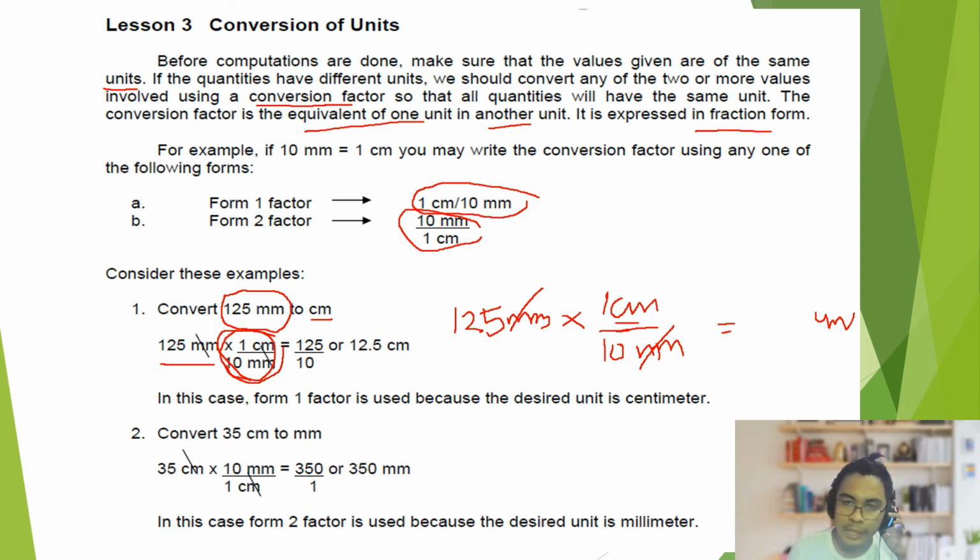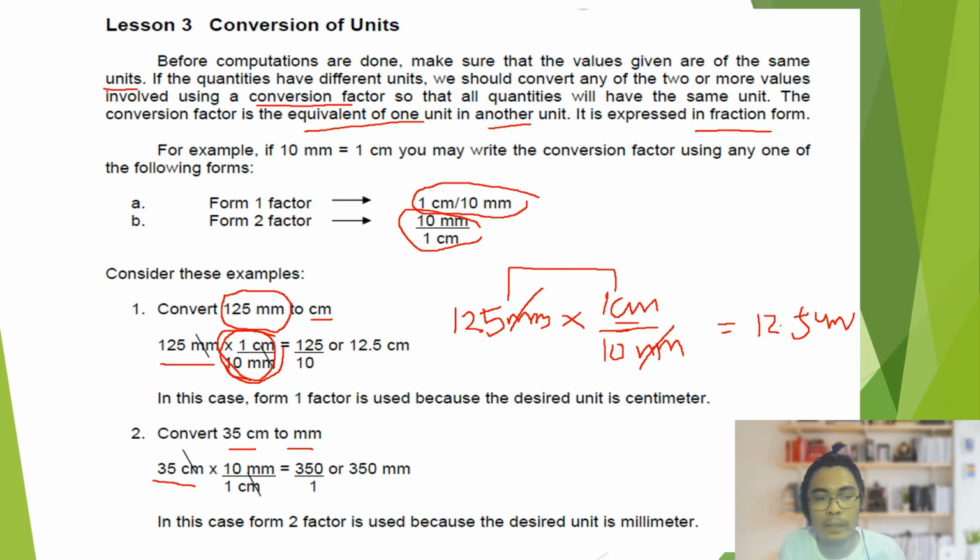So we call this the conversion factor. So 125 times 1, that is 125 divided by 10. That will give us 12.5 as our final answer. So we used form 1 here because that is applicable to cancel the millimeter. Now, for number 2, we are asked to take 35 centimeters and convert that to millimeters. Take note again, we start with the given and multiply by a conversion factor.